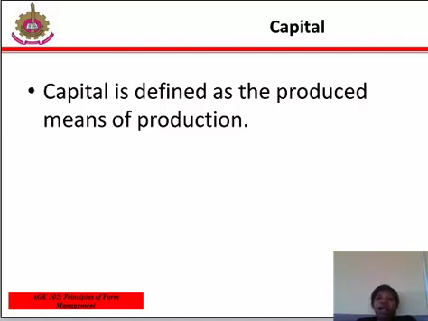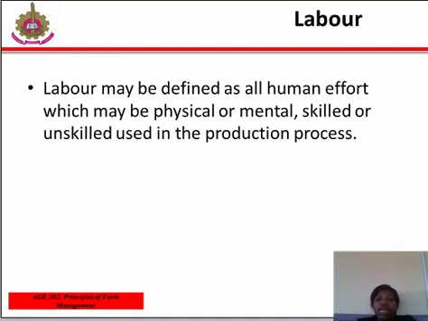Capital improves the efficiency of other factors of production. With capital, labor is able to work efficiently on the land. Labor may be defined as all human efforts, which may be physical or mental, skilled or unskilled, used in the production process. Labor as a factor of production involves human being.